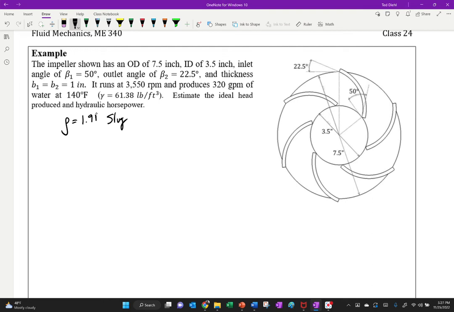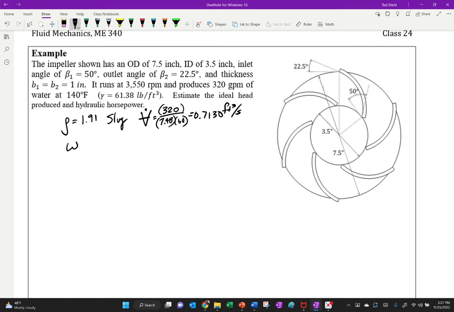So let's see. The first thing I'm going to do is convert my volumetric flow rate from 320 gallons per minute into cubic feet per second. So that's 7.48 gallons per cubic foot, 60 seconds per minute, 0.7130 cubic feet per second.